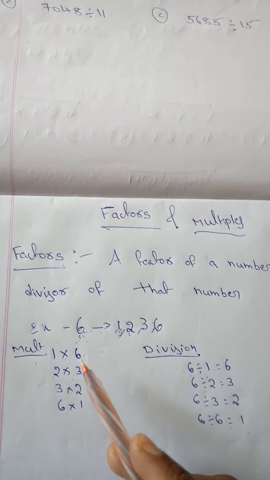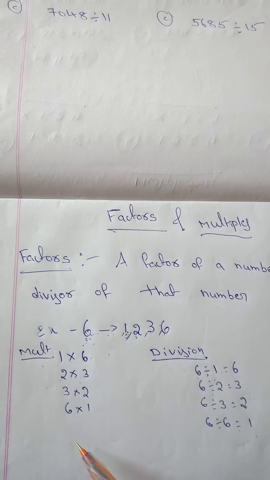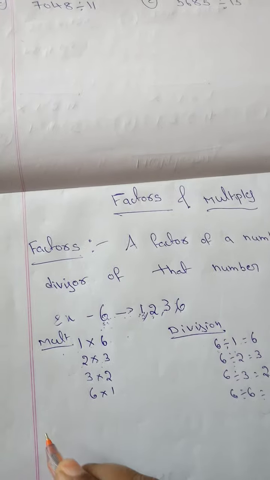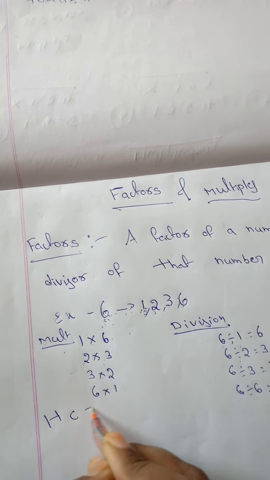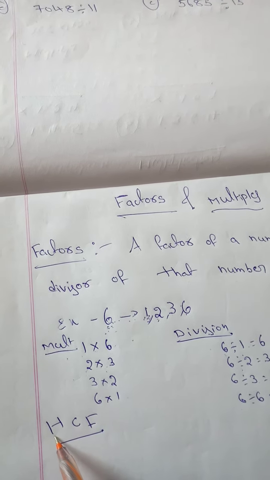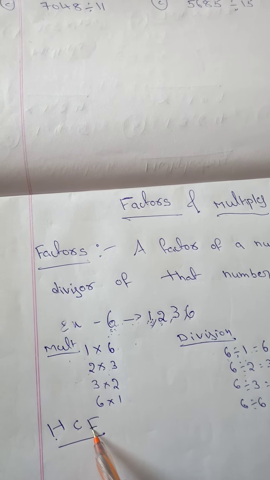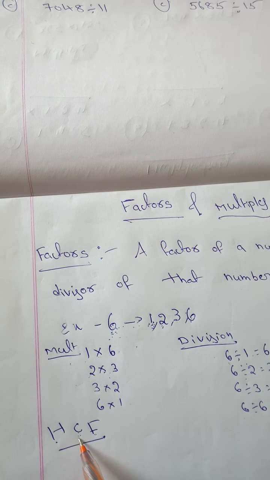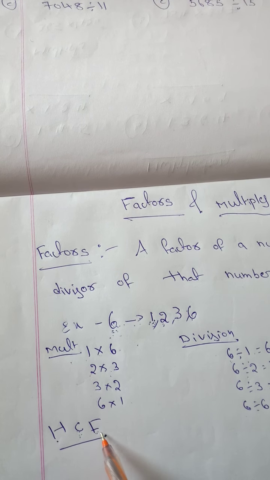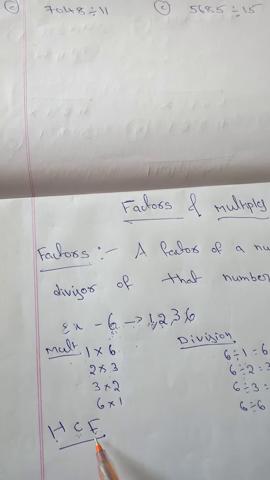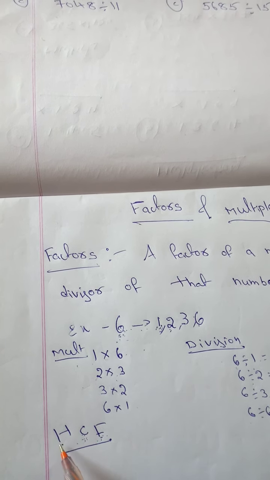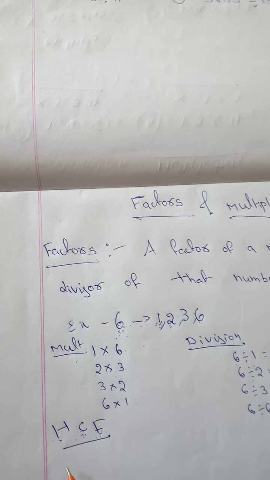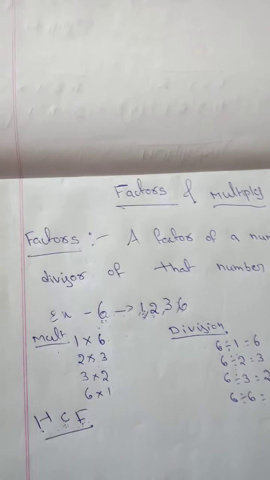Children, now that we have learned finding factors, let us learn the highest common factor, which in short form we write as HCF. First we find the factors of the given numbers, then write the common factors, and among the common factors, the highest one is the highest common factor. Let me see how to find the highest common factor with two examples.